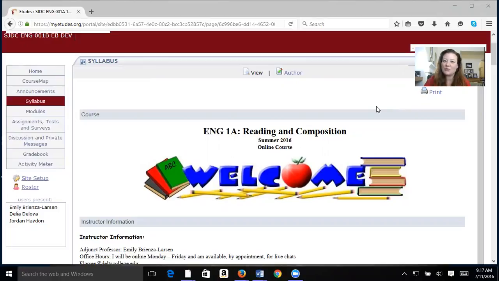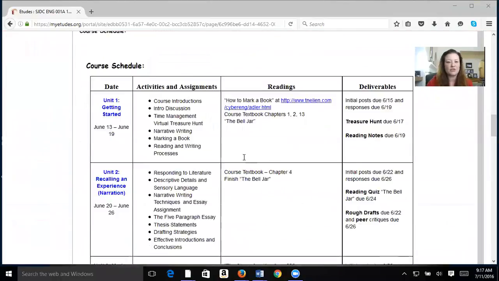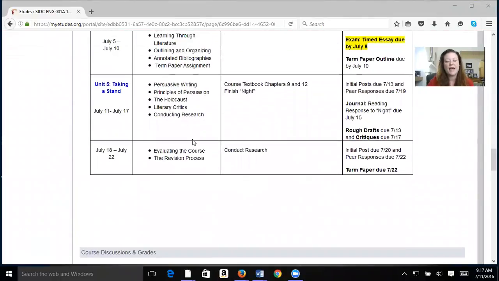We have about 2 weeks left of class, which is crazy. The summer session just flies by. So let me walk you through what we're doing. I've opened up our class and clicked on the syllabus, again, just to remind you where we're at. And again, we are starting the last unit, Unit 5, which is called Taking a Stand.